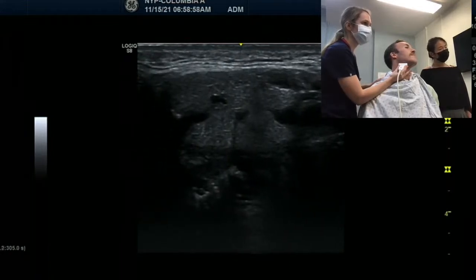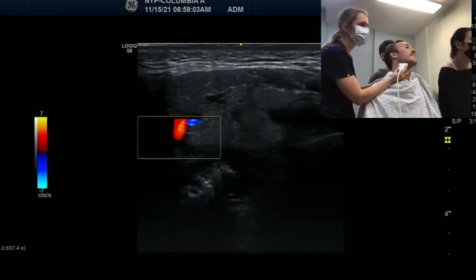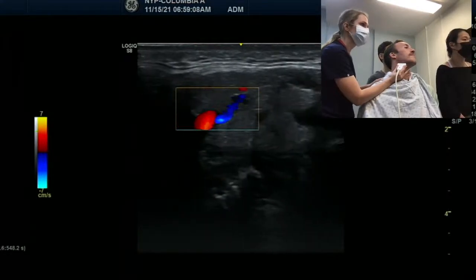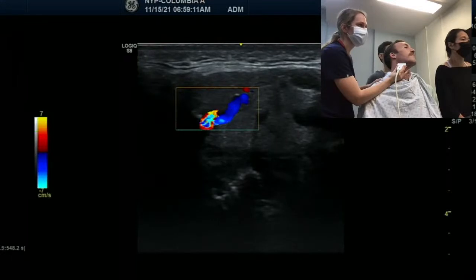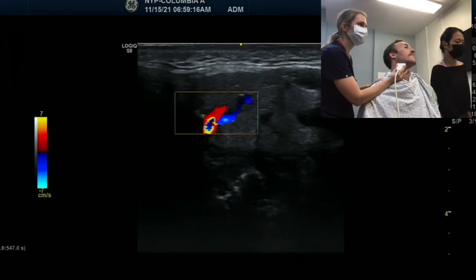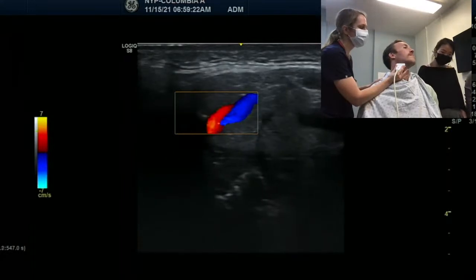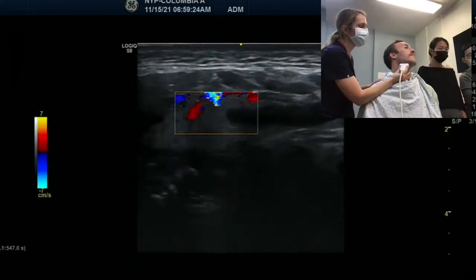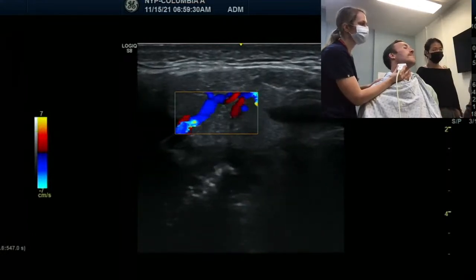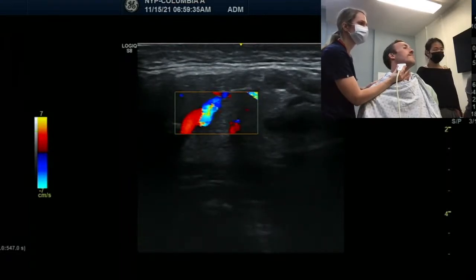Then one of those should be our facial artery. If we hit the color flow, we can see the facial artery, which comes off the external carotid. To the left of the screen, you can see the pulsatile facial artery, which is our home base. To the left is more lateral, and to the right of the screen is more medial. Why I'm asking about lateral and medial is that the muscle coming to the submandibular gland is on the medial side.